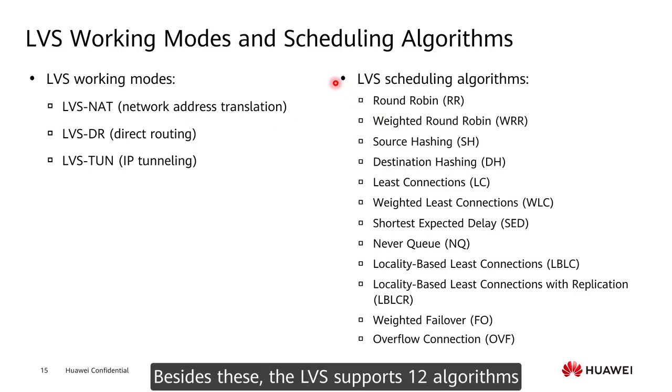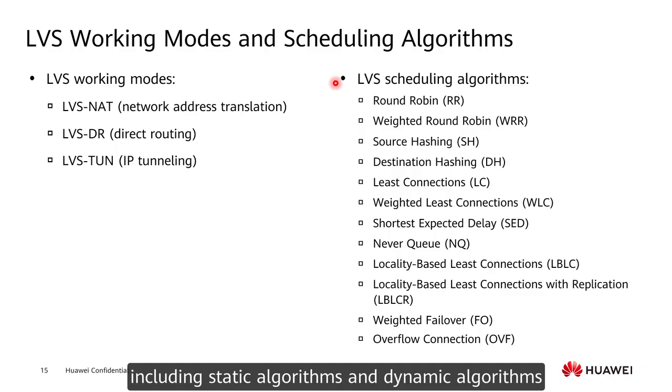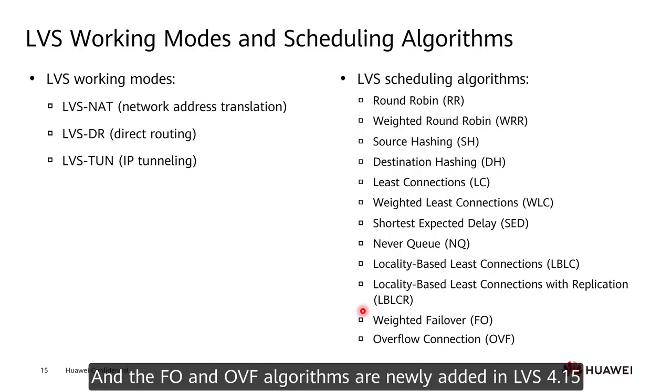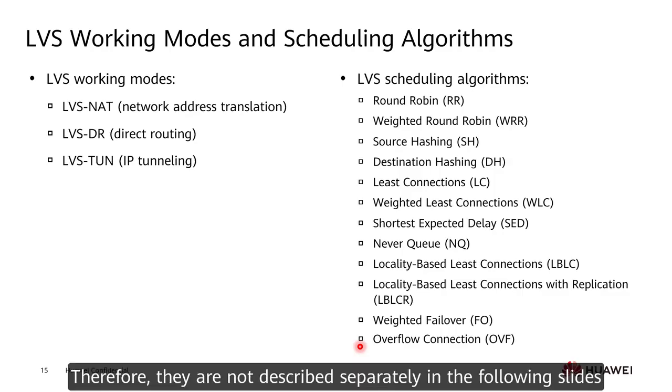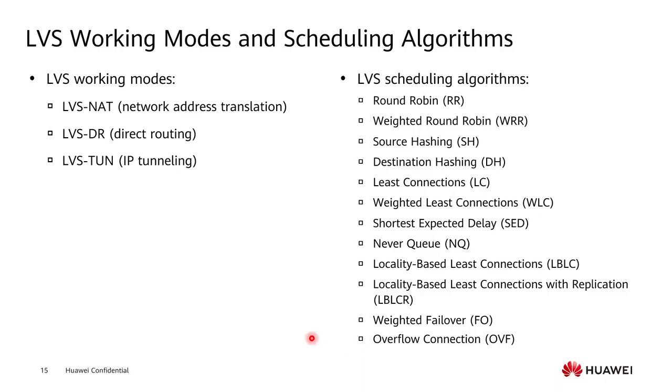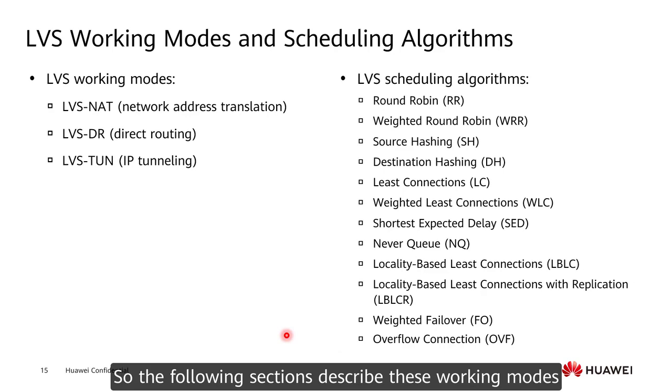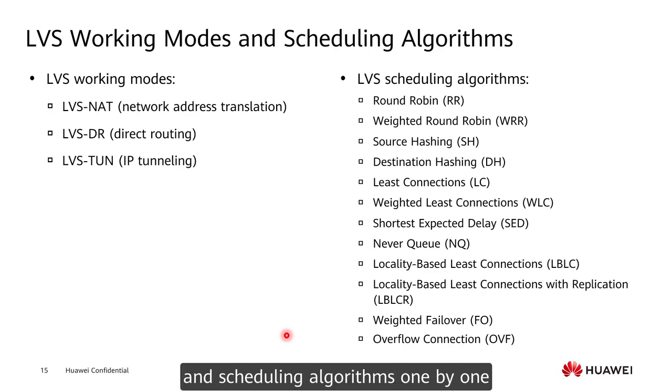Besides this, the LVS supports 12 algorithms, including static algorithms and dynamic algorithms. And the FO and OVF algorithms are newly added in Linux 4.15 and are rarely used. Therefore, they are not described separately in the following slides. So the following section describes these working modes and scheduling algorithms one by one.